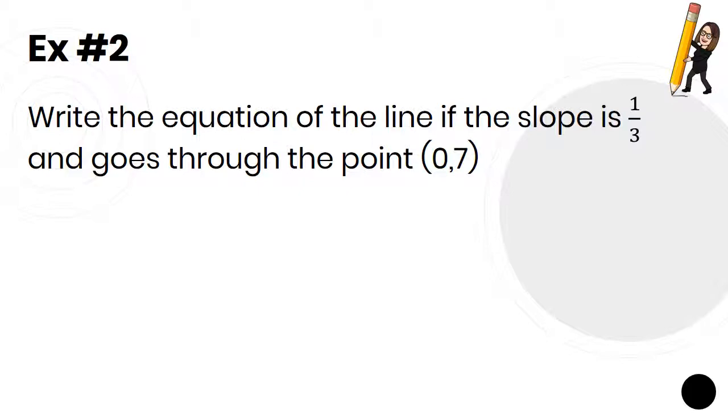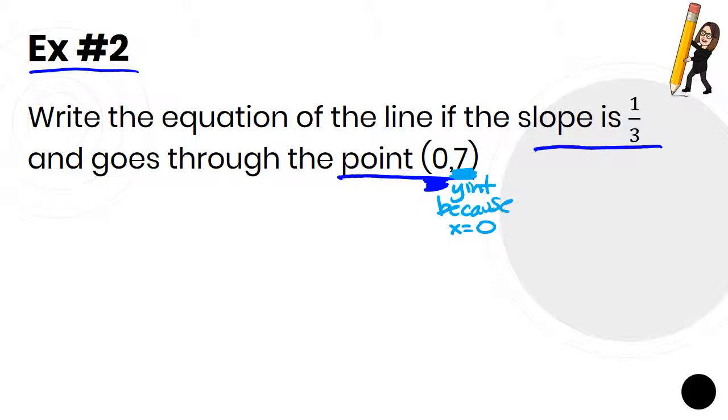Please pause this video to write down that your slope is 1/3 and you have the point 0, 7. All right, let's take a look. That point is unique because it has a 0. So not only is it a point, it's the y-intercept because of the 0. Okay, so that means we can use slope intercept form.